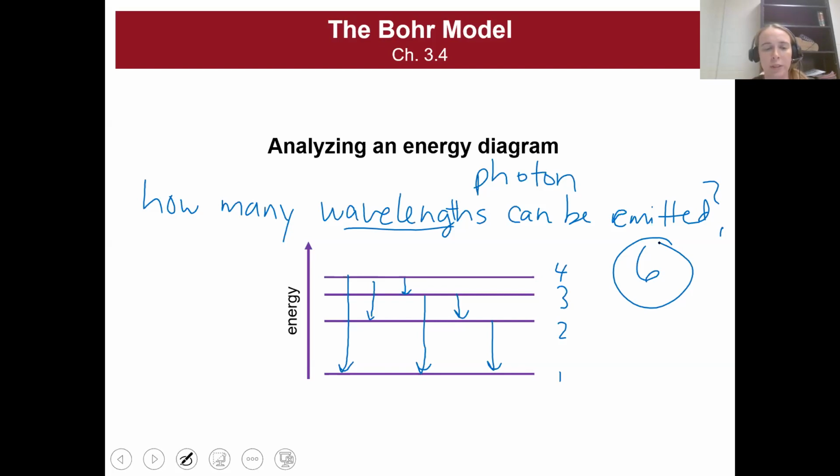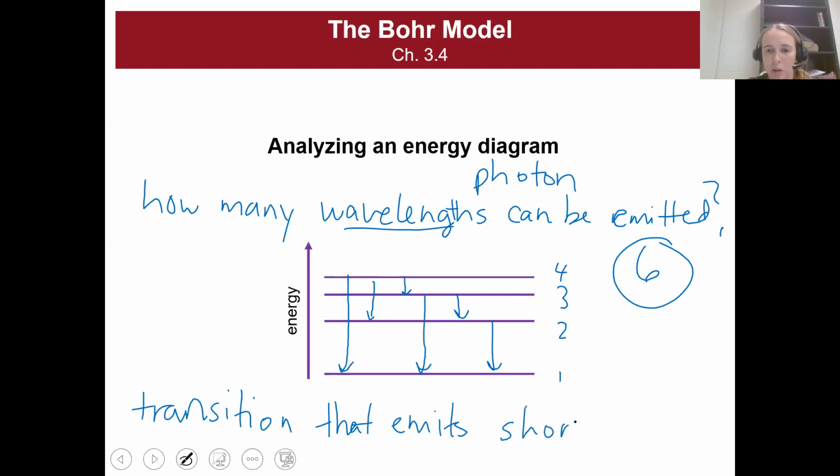Okay, what's another type of question you might get for this? Another type of question you might get is, what's the transition that emits the shortest wavelength or longest wavelength? And I'm just going to write lambda for our wavelength.